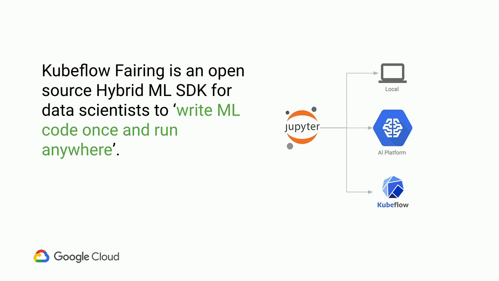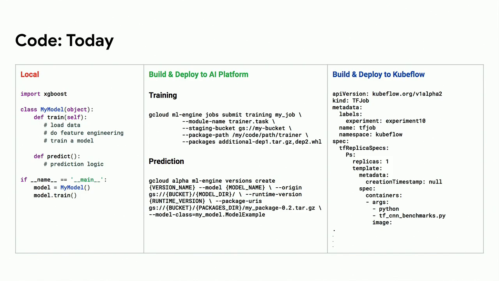So just for a little bit, again, the definition: Kubeflow Fairing is an open source hybrid machine learning SDK for data scientists to write ML code once and run anywhere. This falls in line very well with our broader strategy in cloud to provide a write once, build once, and run anywhere strategy. So let's take a look at a code example. This highlights the three different ways data scientists will have to deal with three different environments.